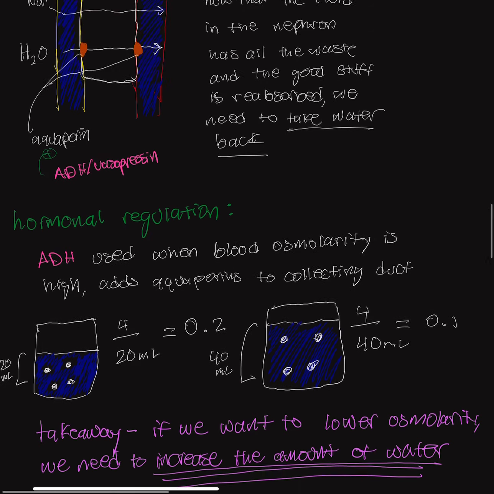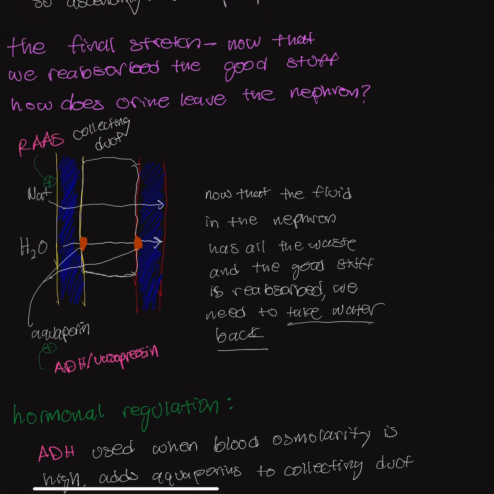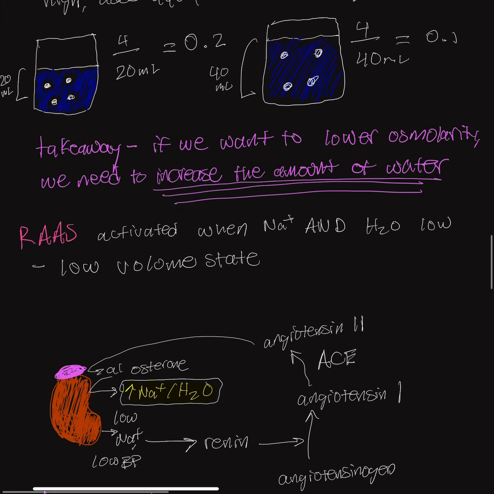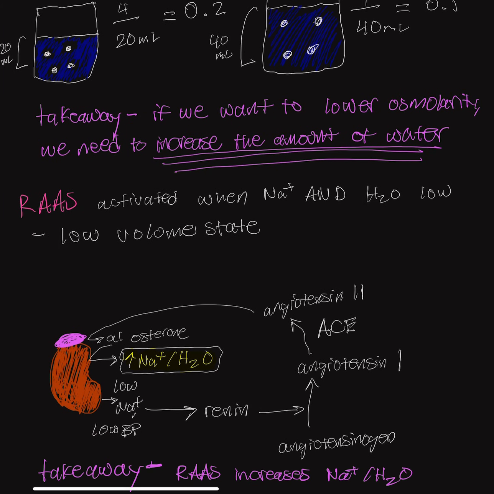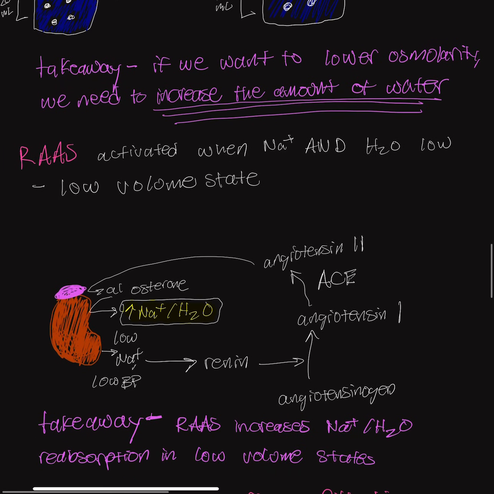So how do we do that, right? Going back up, aquaporins are upregulated by ADH, or vasopressin, whatever you call it, to increase the amount of water in the blood. And now when we have high osmolarity of our blood, we can decrease that by reabsorbing more water. Another hormone that's really important, possibly even more important, is called the renin angiotensin aldosterone system, RAS for short.